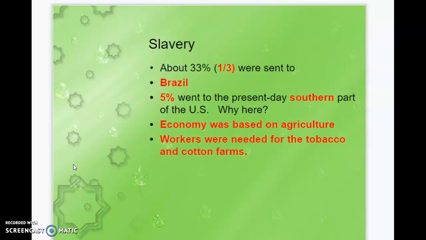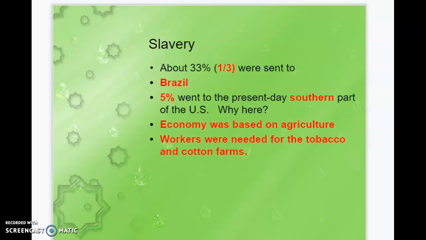Now, I asked the question, why here? Why not the northern part of what we call the United States? And that should be a very simple answer. Because in the southern part of the U.S., we know that their economy was based on agriculture. Okay, that was their livelihood. And workers were always needed for the tobacco and the cotton farms located in the southern part of the United States. They had large numbers of plantations where they would house the workers, and again, this was a common practice.